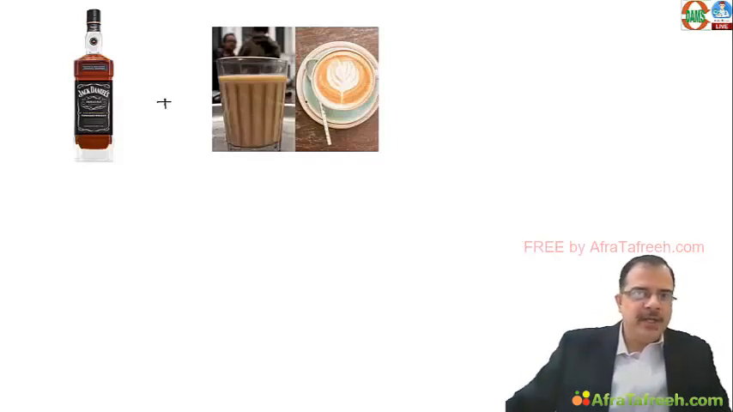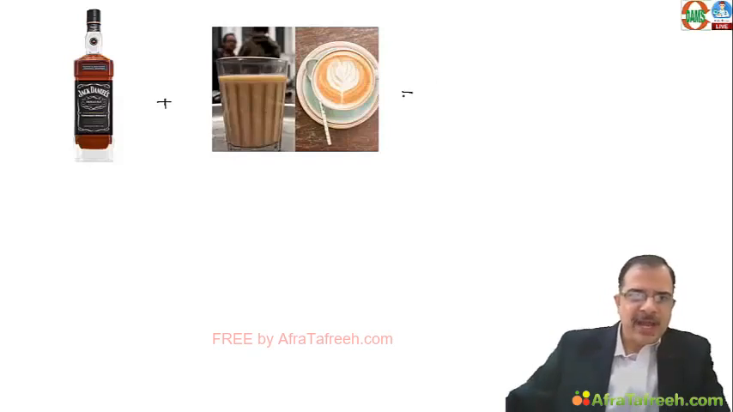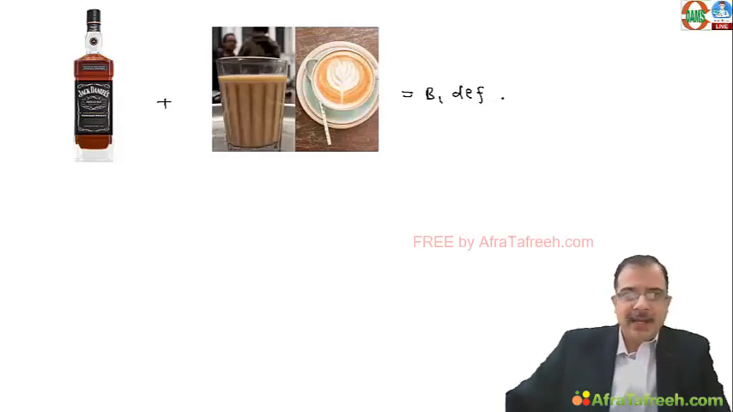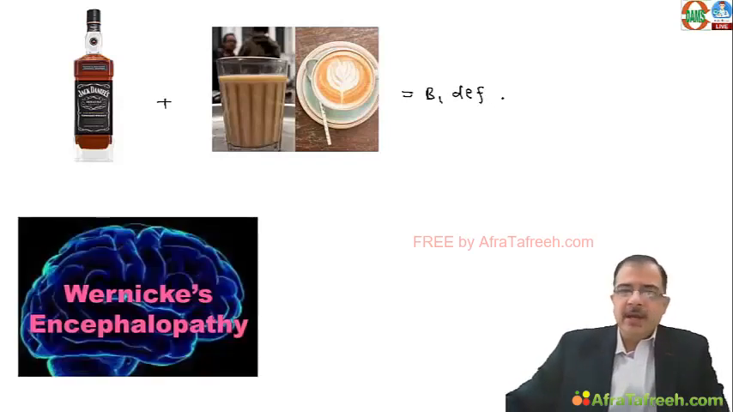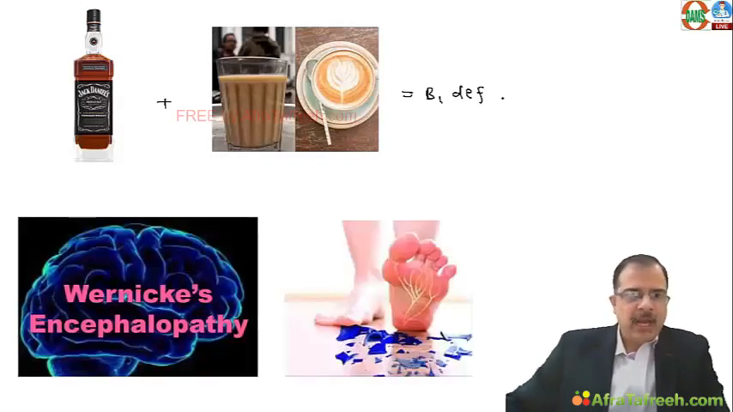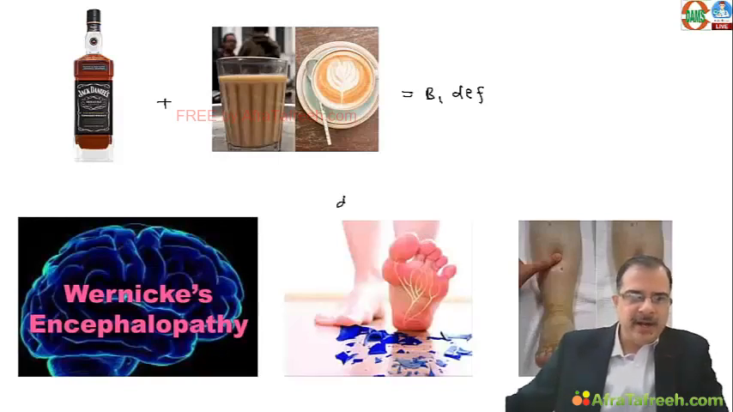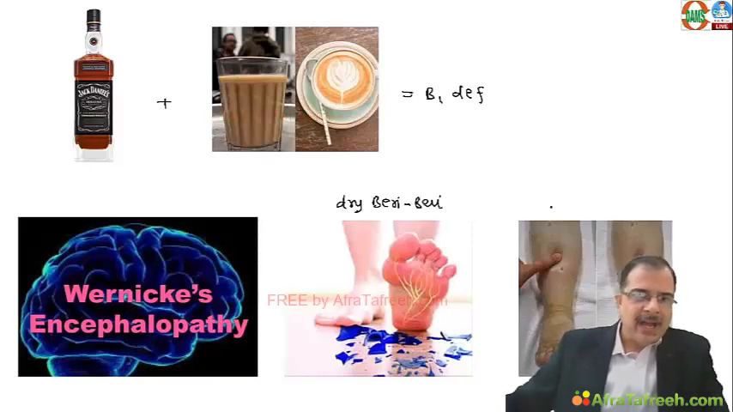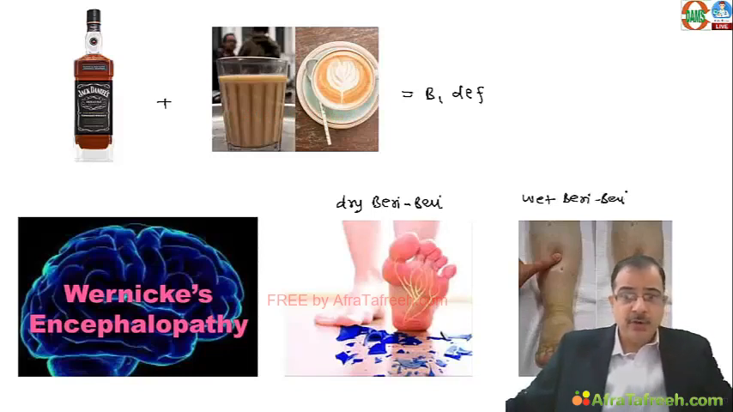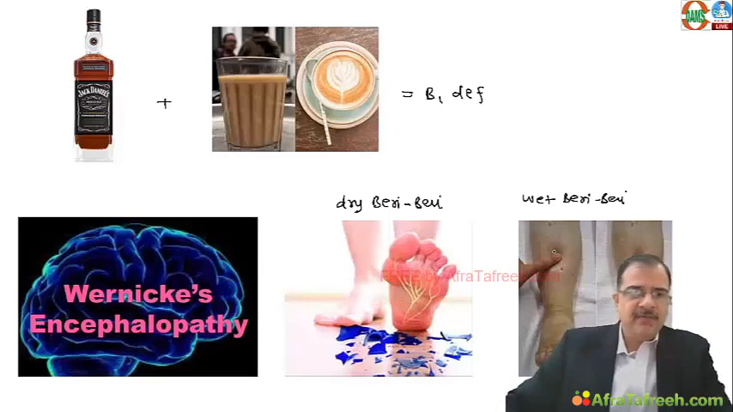Alcohol intake, tea and coffee intake, they contain thiaminase enzyme. So the deficiency will be of thiamine, B1 deficiency. The predisposing factor might be given to you, like the question asked in your NEET PG 2021 exams. So B1 deficiency: Wernicke's encephalopathy, neuropathy. Neuropathy is dry beriberi, and high cardiac output failure is wet beriberi, like pedal edema. Pedal edema is common in high cardiac output heart failure.